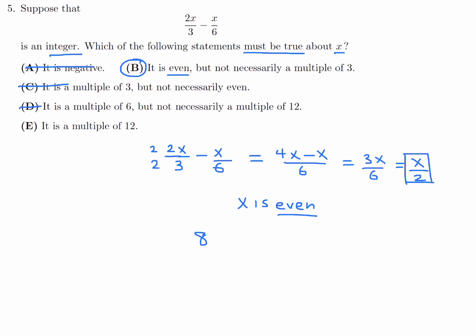And similarly, it doesn't necessarily have to be a multiple of 12. It can be, but it doesn't have to be. So, number 5, the answer is B.